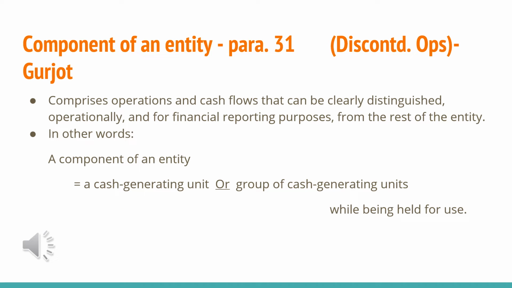So according to paragraph 31, the objective is to provide information on discontinued operations, how they are distinguished from the other operations, and that their financial reporting is separate from the rest of the entity, or is separable. In other words, it's a component of an entity. It's a cash generating unit or group of cash generating units while being held for use.